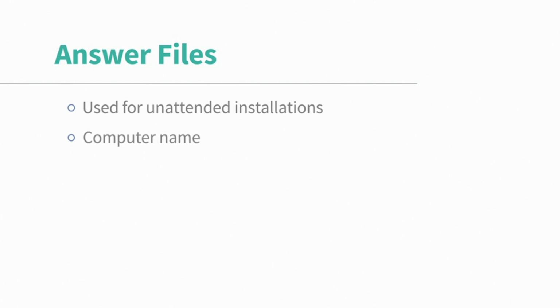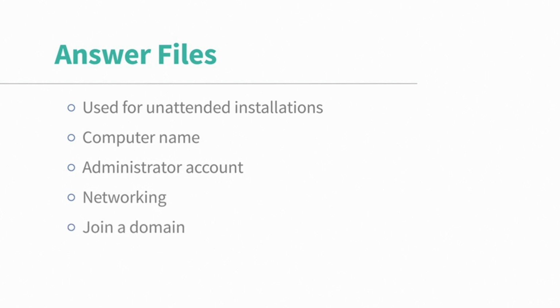An answer file is something used in an unattended installation. This file can be downloaded from Microsoft for Windows installations. You fill out things like the computer name, administrator account, networking, whether or not it should be joined to a domain, and more. Linux and Unix can also use answer files.